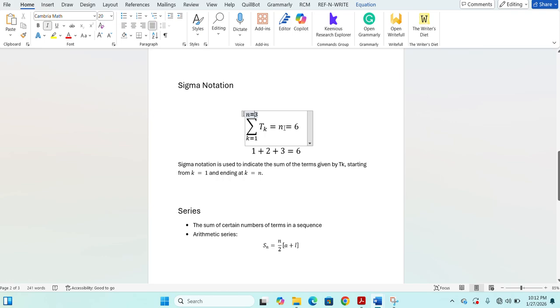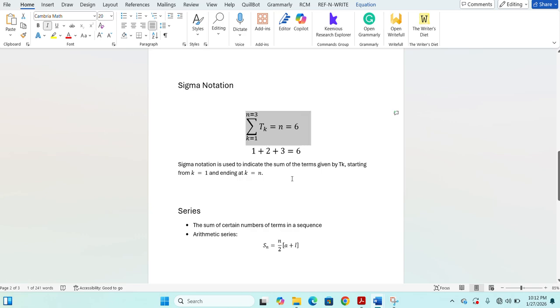So we know that our sequence starts from 1 and ends at 3. So for the first one we're gonna have 1, for the second one we're gonna have 2, for the third one we're gonna have 3. So the total of all these numbers or terms, we can say it's 6, because if you add them all it's gonna be 6. So that's why the total of the sigma notation, or the summation of all the terms, is equal to 6, because if you add the terms 1, 2 and 3, then you get a total of 6.